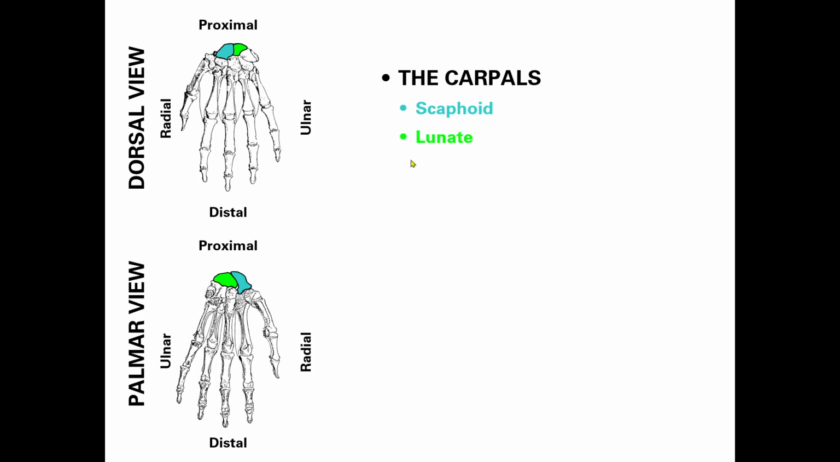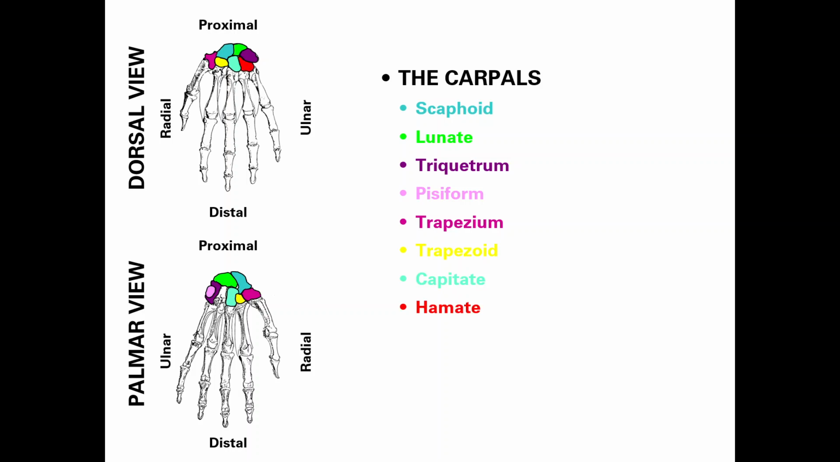So the scaphoid, the lunate, and the triquetrum are on the proximal row of the carpals. And on top of the triquetrum, you have the pisiform on the ulnar side. If you palpate, it's the bone sticking out and you can move it around. The more distal row of carpal bones starts with the trapezium. I remember the trapezium under the thumb. So that's on the radial side. Then we have the trapezoid, the capitate, and the hamate.